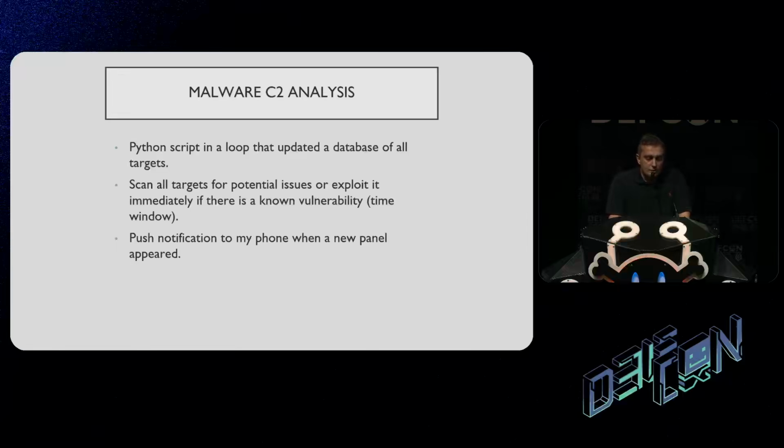The finished product was a Python script in a loop that updated a database of all targets. It scanned all targets for potential issues, or if it knew that there was an issue, it immediately exploited for a known vulnerability. As I said, it's a really small time window. And if a new panel appeared, it would send a push notification on my phone. Spoiler alert, don't do that if you're married, or put limitations on your push notifications in the evening.